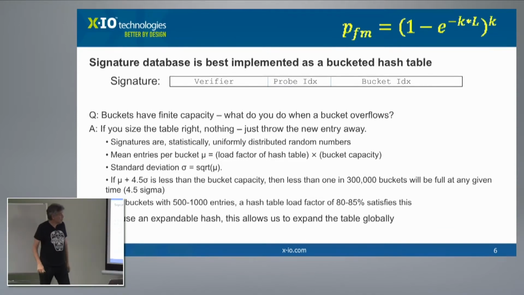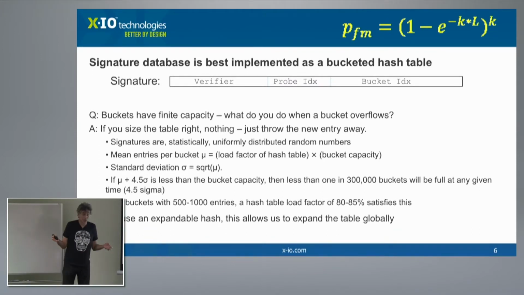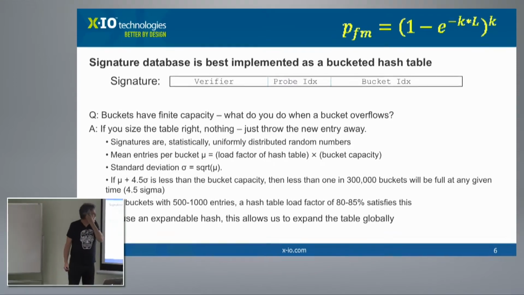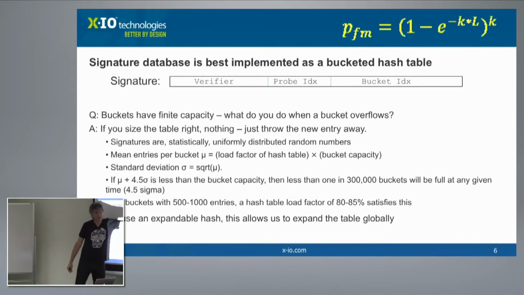So we do that. The signature is decomposed. You don't have to hash the signature to use the database. It's already a hash, right? You just pull fields out of it. So we grab a bucket index out of the signature. That takes us to a page somewhere on disk, whatever the page size is. Inside that, we have a list of probes.